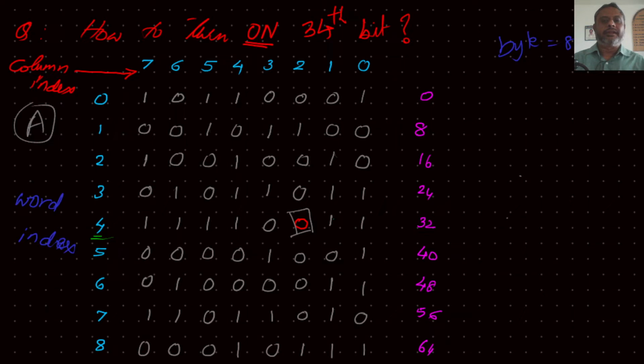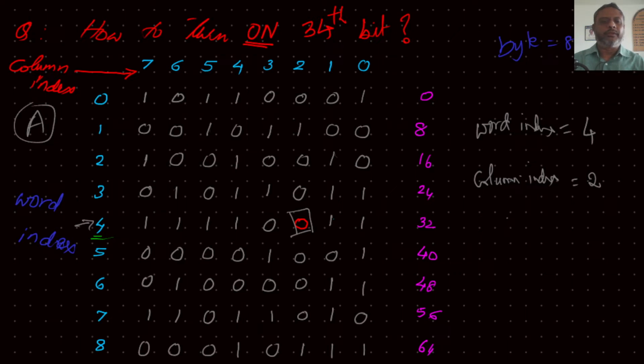The easiest way is to try to find out in which word it is. So it is 0, 1, 2, 3, 4th word. So the word index for our number 34 is 4, because that's word index 4 here. Done. Now how about the column index? The column index is 2. So how do we arrive at this?